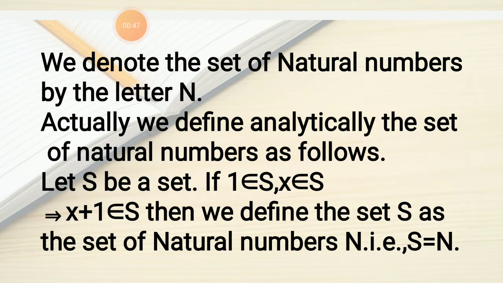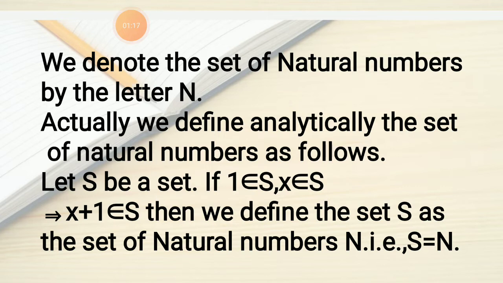Actually, we define analytically the set of natural numbers as follows. Let S be a set. If 1 belongs to S, and x belongs to S implies x plus 1 belongs to S, then we define the set as the set of natural numbers. Here S becomes N, because in S, 1 is there, and whenever x is there, x plus 1 is also there. So whenever 1 is there in S, 1 plus 1 will be there in S. That means 2 will be there in S.